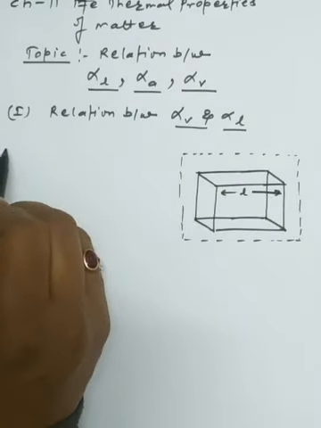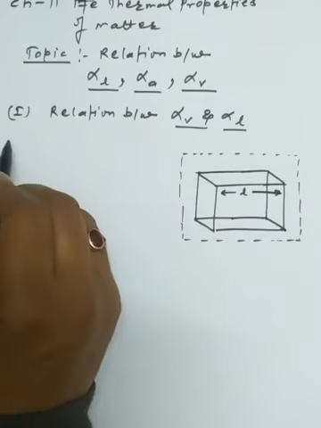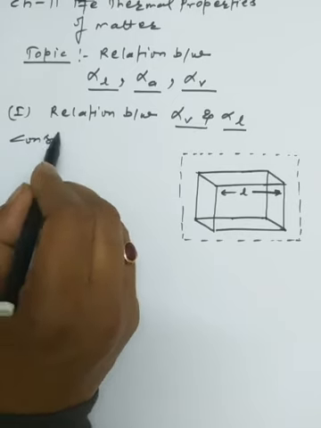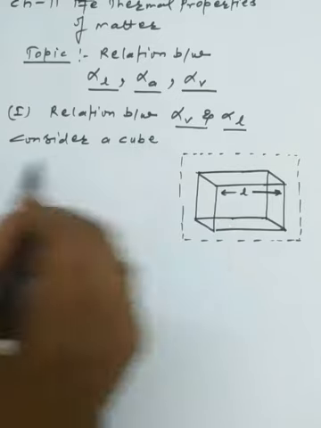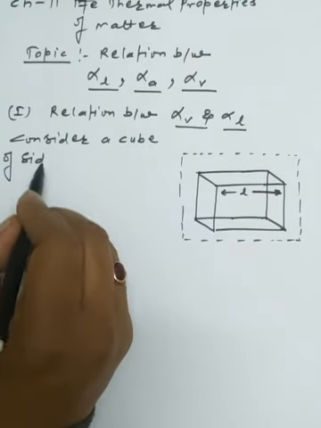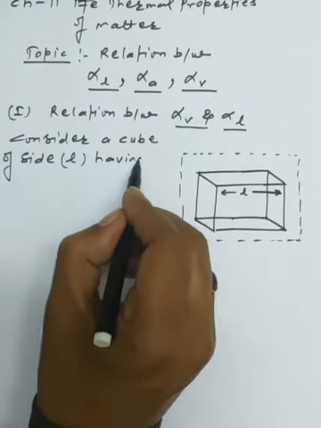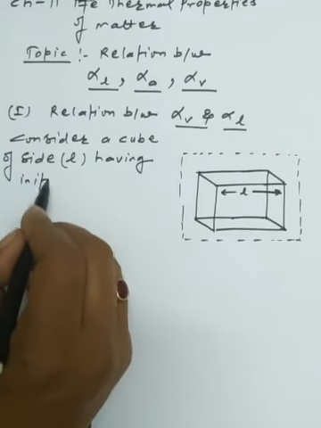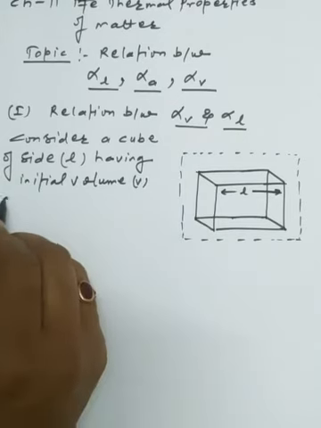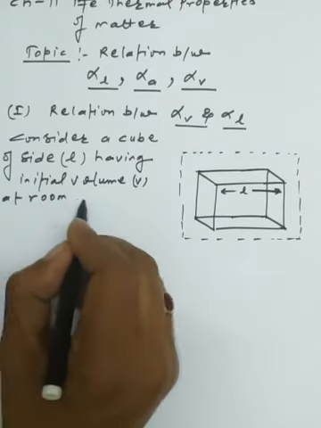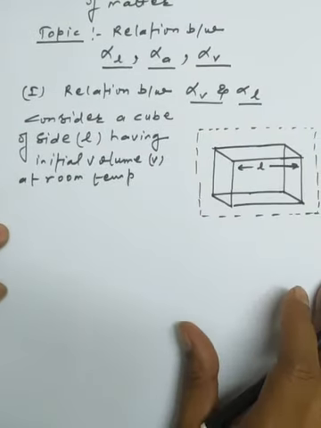And for the sake of convenience, we are assuming a cube with each side of length L. Okay, so here I am just starting. Consider a cube of side L having initial volume V at room temperature. So this is the consideration we have done regarding the cube.